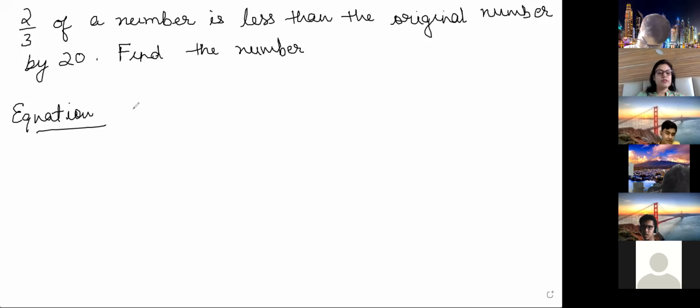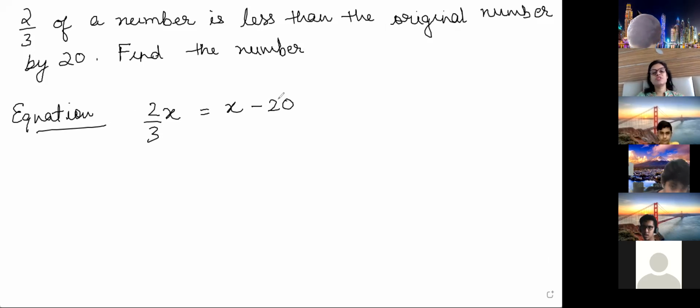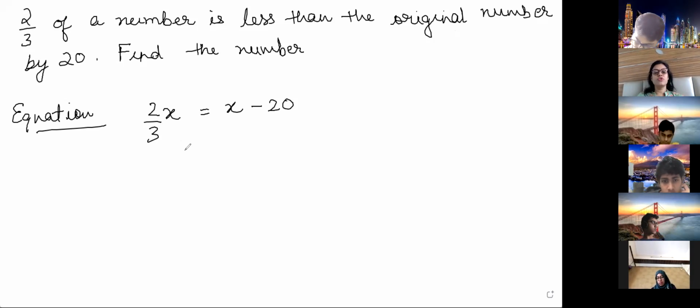2 by 3 x is equal to x minus 20. It is said that 2 by 3 of a number is less than the original number. Your original number is x. So that is the original number minus 20. Yes, this is correct. Or the same equation can be written as x minus 2 by 3 x is equal to 20. The same thing can be written like this also.